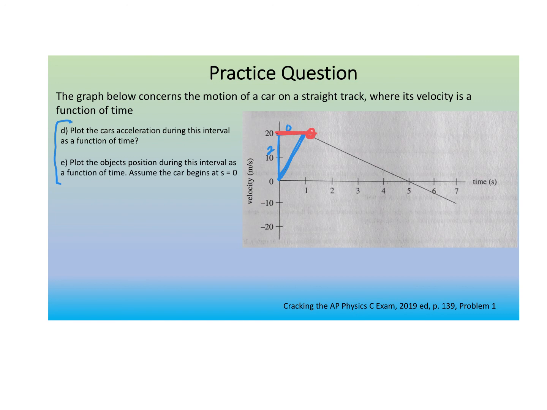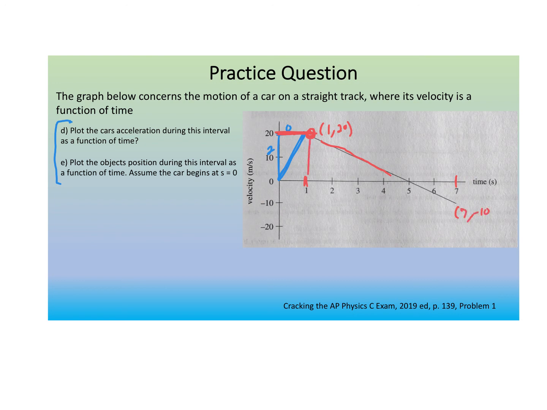But then at 1, our acceleration has now changed. Our velocity has changed. And so for the slope of this second part of the line from 1 out to 7, we go from the point (1, 20) to the point (7, -10).